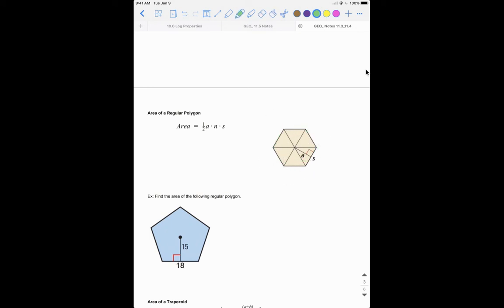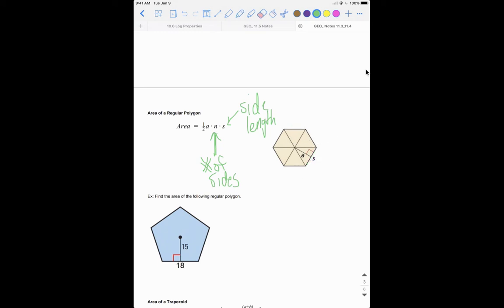This equation has a couple more pieces. We have n, which is our number of sides. If we look at this shape, we've got 1, 2, 3, 4, 5, 6, so n would be 6 in that case. Then we have s, which is your side length. Whatever length this side is, if it's a regular polygon, we know the others are the same. So whatever that side length is, that's our s.